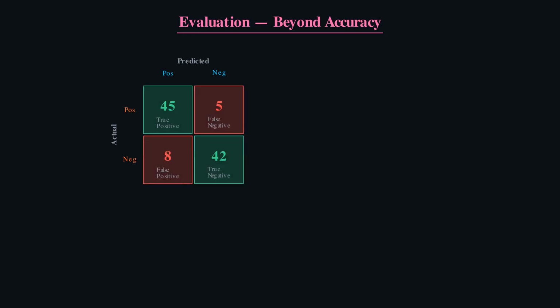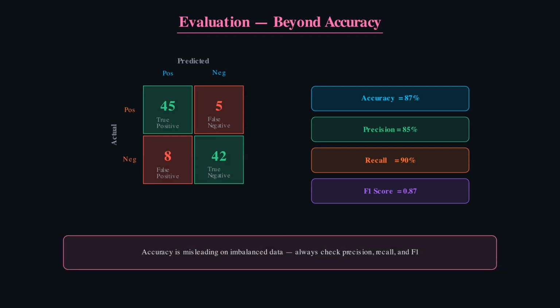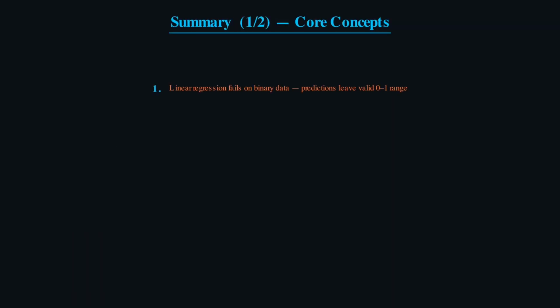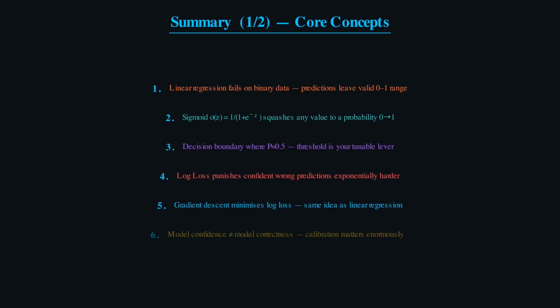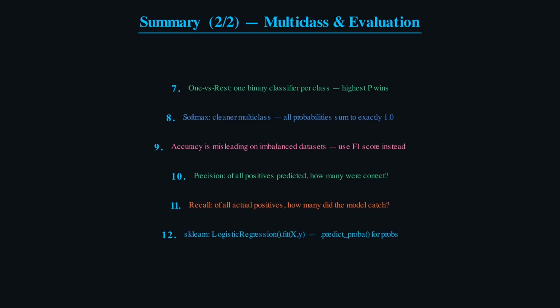To evaluate the model, accuracy alone is not enough, especially when classes are imbalanced. The confusion matrix breaks the results into 4 buckets: true positives, true negatives, false positives, and false negatives. From those 4 numbers, you can compute precision. Of all the positives the model predicted, how many were correct? And recall. Of all the actual positives, how many did the model catch? The F1 score combines both into a single number. Use all 3.